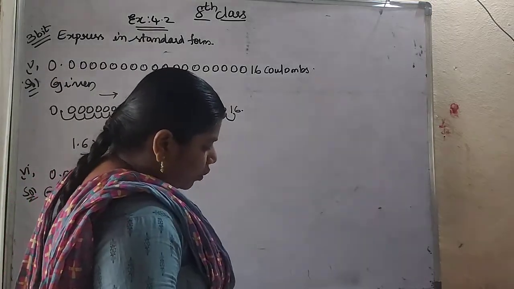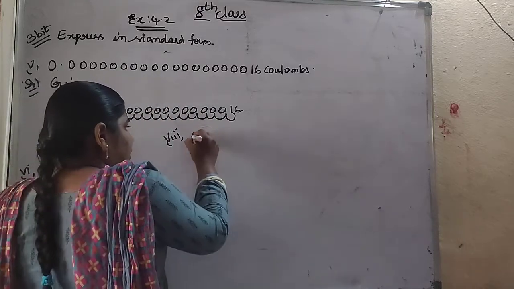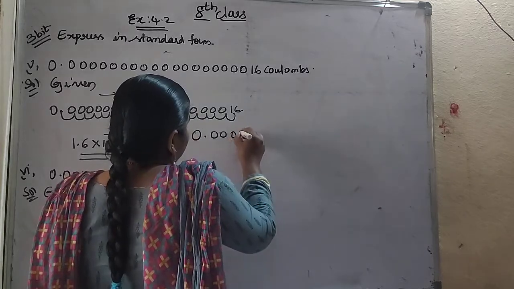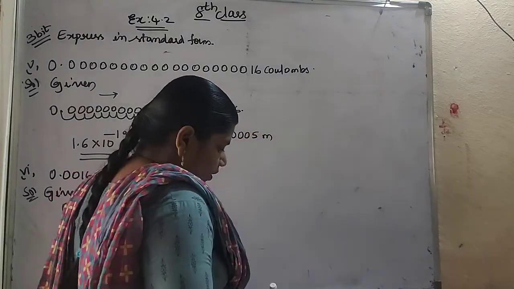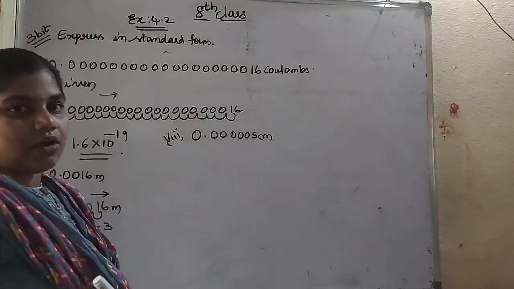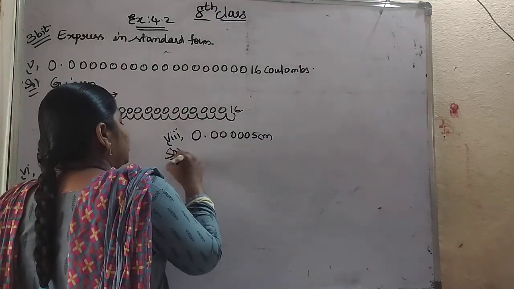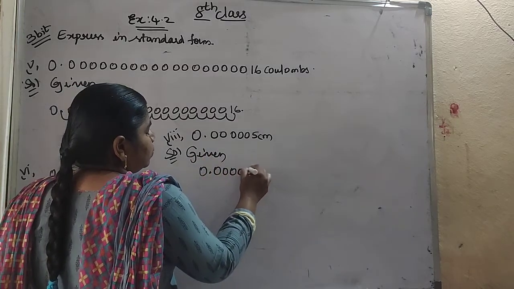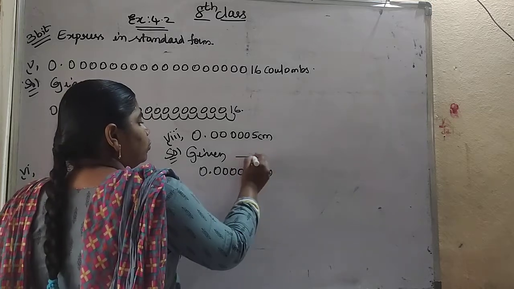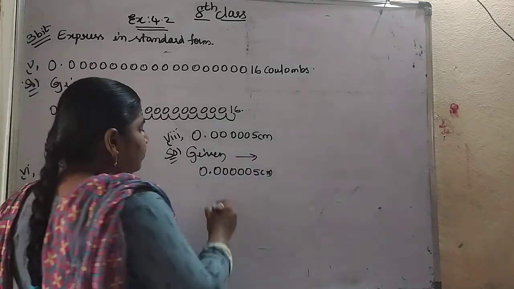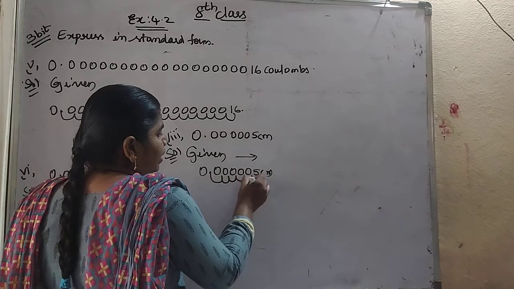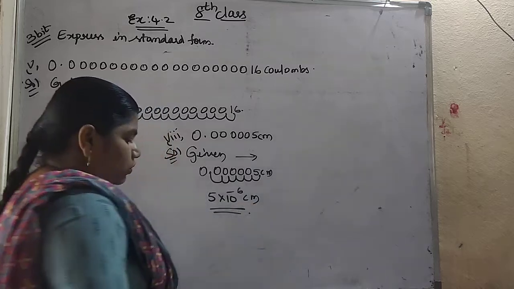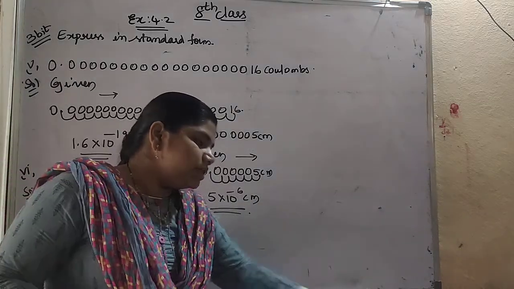The diameter of a wire on a computer chip is 0. Computer chip length they have given 0.000005 centimeters. Now this one we have to convert into standard form. So given 0.000005 centimeters. We have to move to the right side because it is the smallest number. 1, 2, 3, 4, 5, 6. That is 5 into 10 power minus 6 centimeters. So this is our last question in this bit.